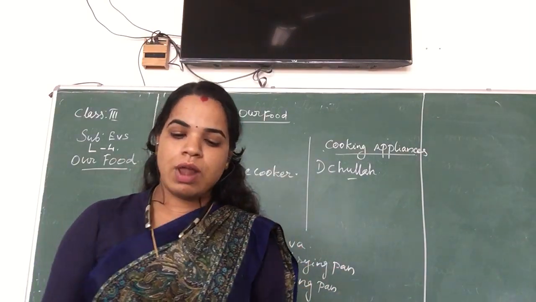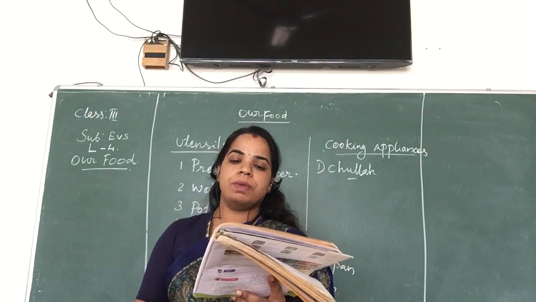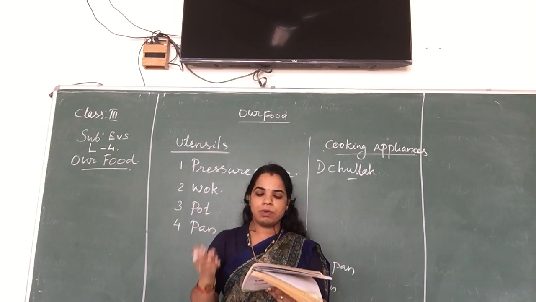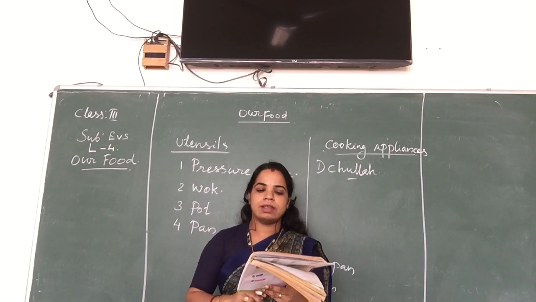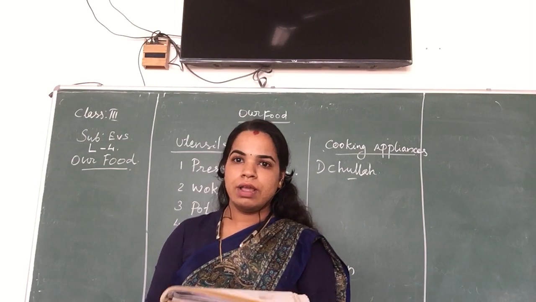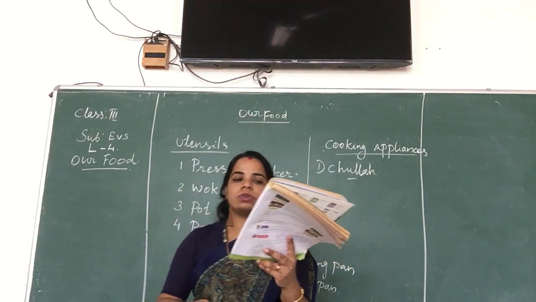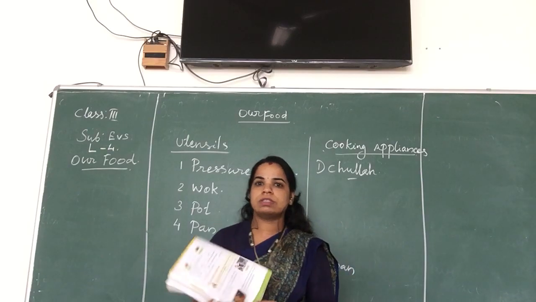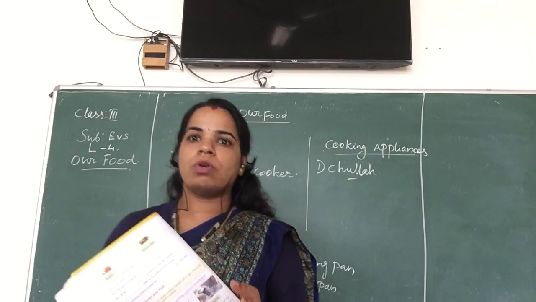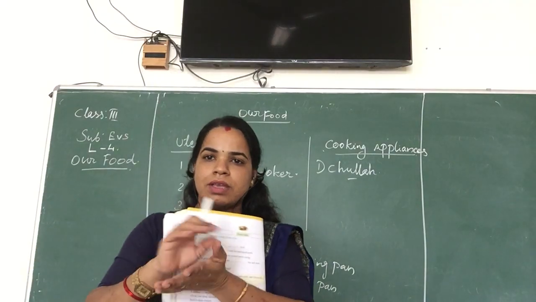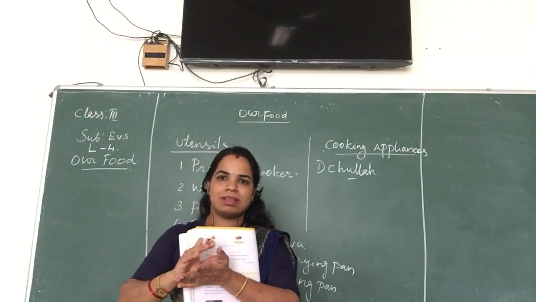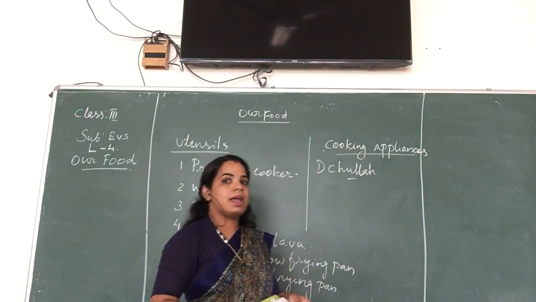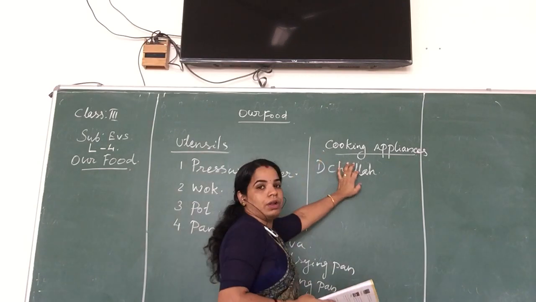What is a chula? A chula is a stove made out of bricks or mud. It is a particular type of stove made from mud or bricks. Wood, cow dung cakes or charcoal are used as fuel in this chula. We use wooden pieces, charcoal and cow dung. They make the dung into cakes, put them into the chula, and then prepare the food.